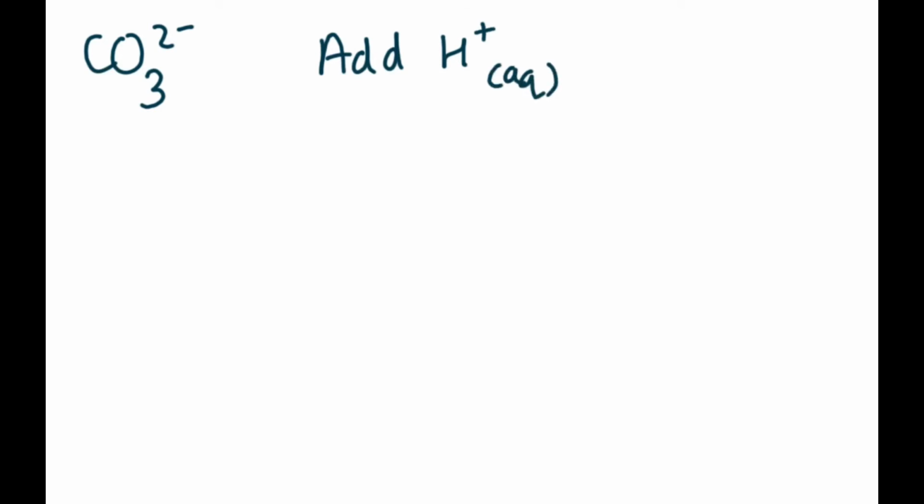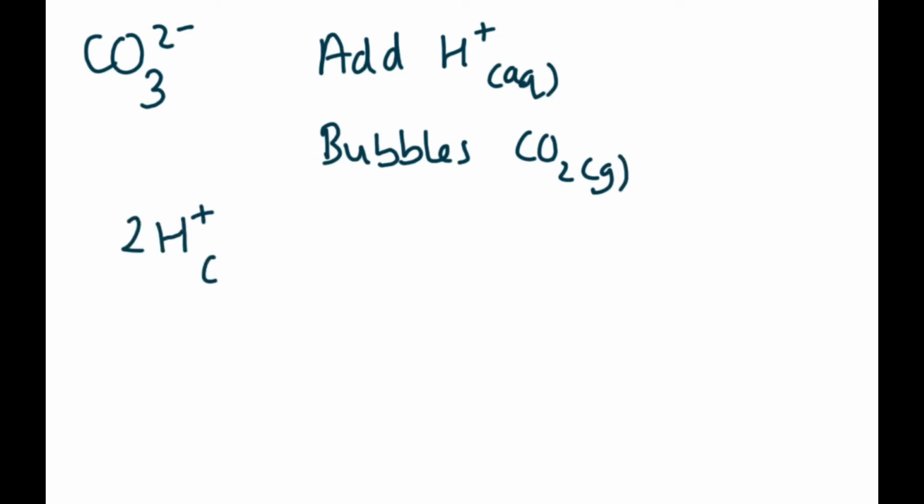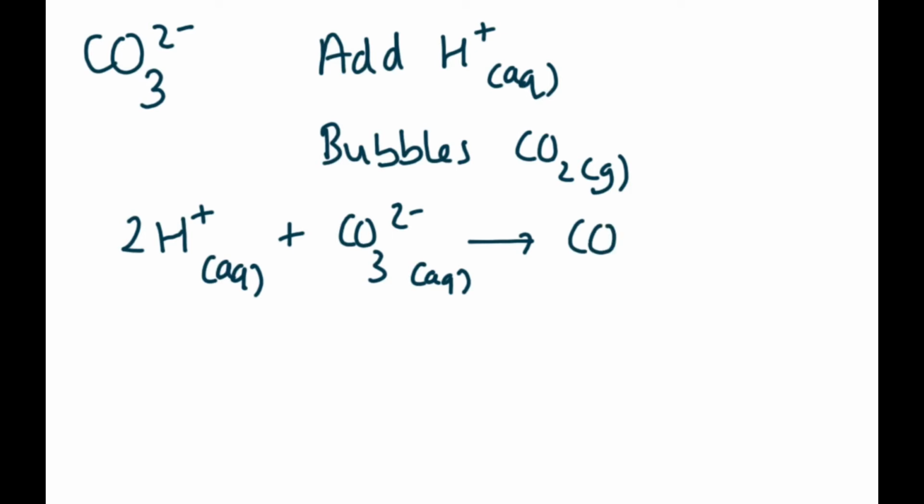So the first ion is the carbonate ion, and when you're testing for the carbonate ion, you need to add acid. You can add any acid, but you need to add acid. The observation is that you'll see bubbles of carbon dioxide gas. So you'll see bubbles of gas. And what is happening, the ionic equation, is that you've got acid and you've got carbonate, and you're making bubbles of carbon dioxide gas plus water. And that's the first test.